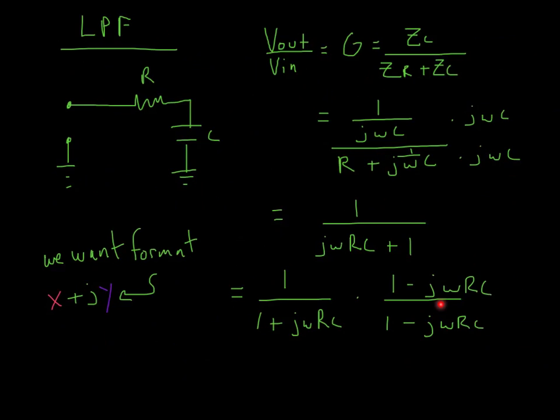So what we have here is 1 minus j omega RC divided by 1 plus omega RC squared. Okay? Very close. Can you already see the real and the imaginary part here? The real part is just 1 over 1 plus omega RC squared, and then the imaginary part is minus omega RC over 1 plus omega RC squared. We'll write that in detail on the next page, and then that'll be it for this screencast.